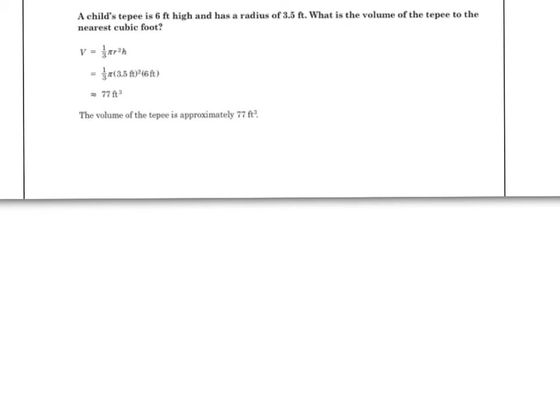Now let's talk about a teepee. So let's actually draw a teepee. It says a child's teepee is 6 feet high with a radius of 3.5 feet. So here's the teepee. Oops, I'm drawing it upside down. Let me draw that correctly. So here's the teepee, a beautiful teepee. The radius is 3.5, and the height is 6.